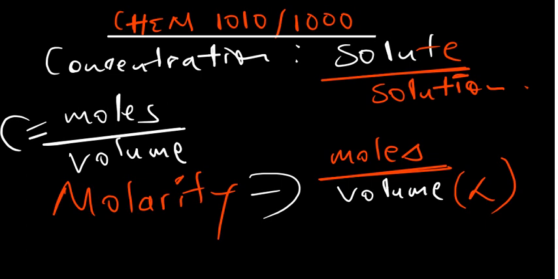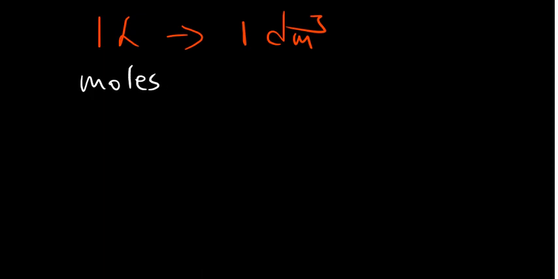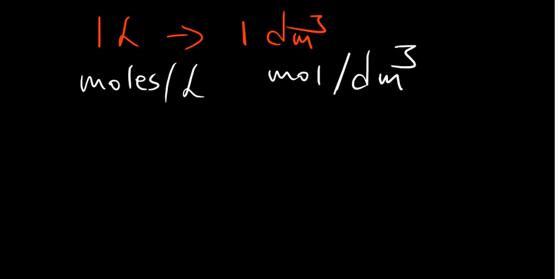Okay, so you can think of it in terms of a liter or decimeter cubed. So what are we trying to say? A liter is basically equivalent to a decimeter cubed, right? So the number of moles dissolved either per liter or moles per decimeter cubed, this is what we are calling molarity. So molarity is a way of expressing concentration.